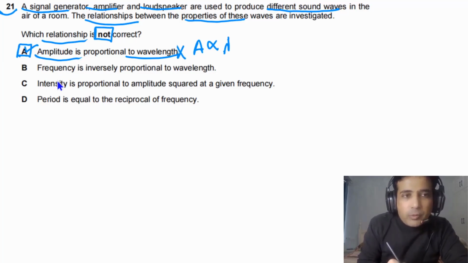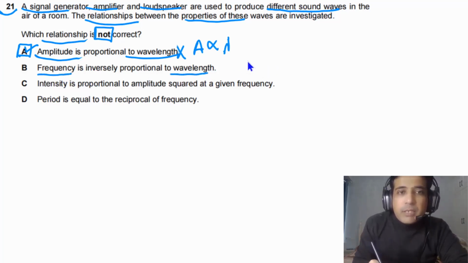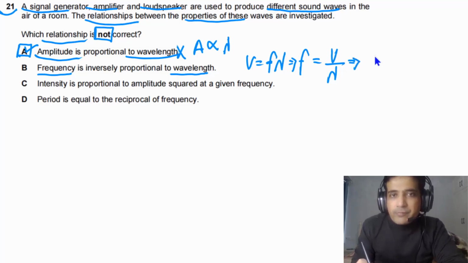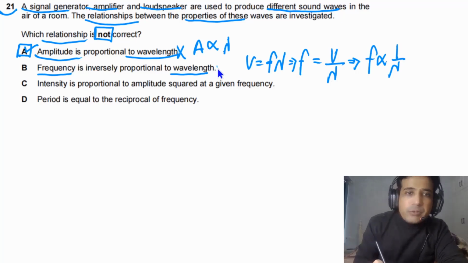If you look at option B, it is given to us that frequency is inversely proportional to wavelength. We can find this from the wave equation, the equation for speed of a wave: v = fλ, and from here we can make f the subject, so f = v/λ. So for constant speed of a wave, we can see f is inversely proportional to wavelength. So this option is correct.